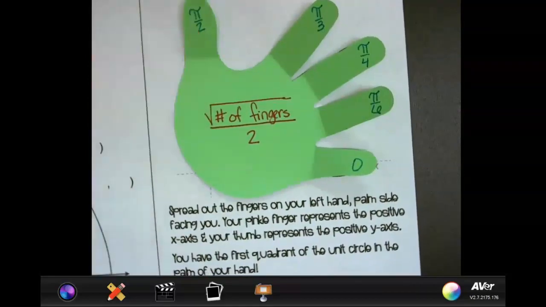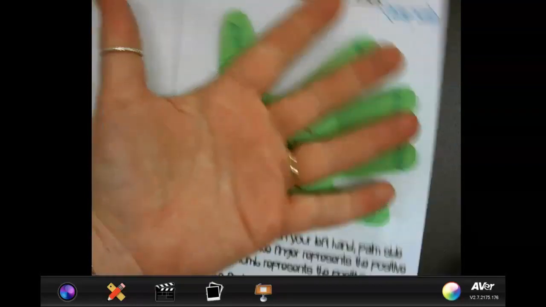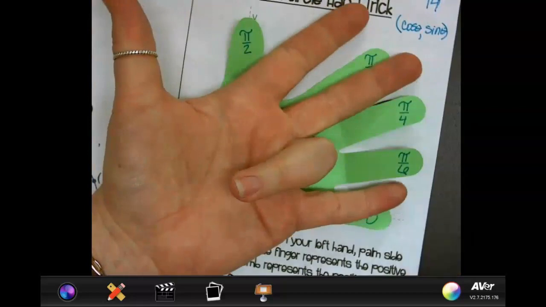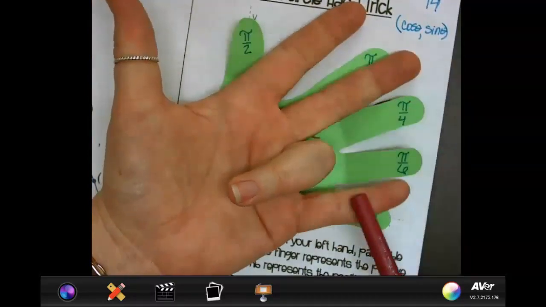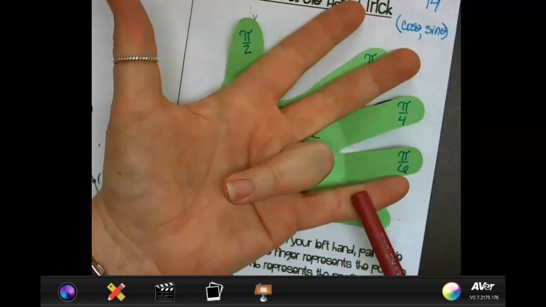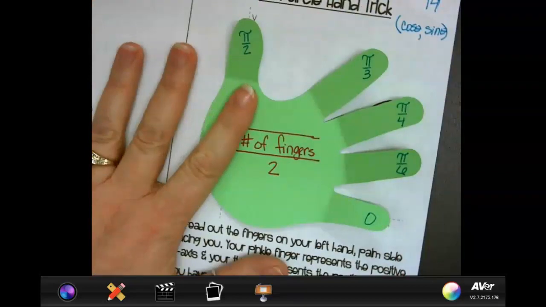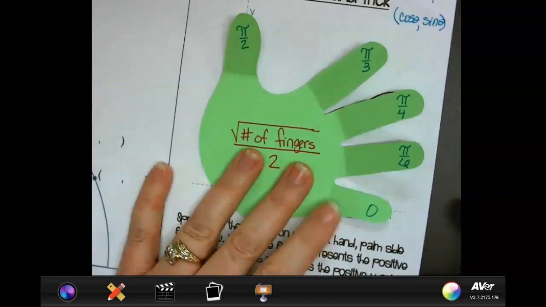Okay, so let me show you again. I guess I feel like I need to be on the video. So with your real hand, if I wanted pi 6, I'm going to bend my ring finger back. So then I have square root of 3 over 2 for cosine and 1/2 for sine. See how that works? Okay, questions on that? We good? Okay, so let's flip this over.